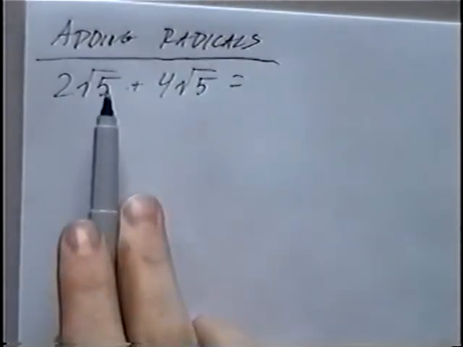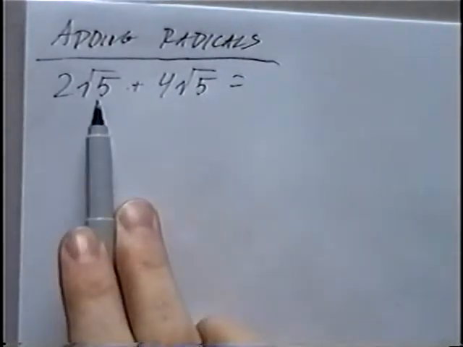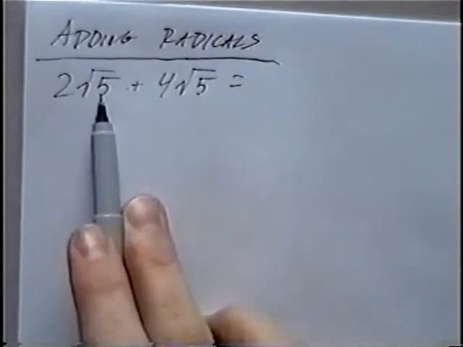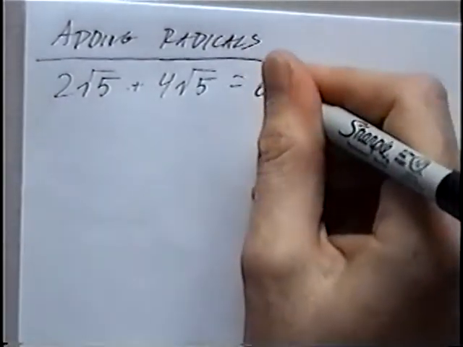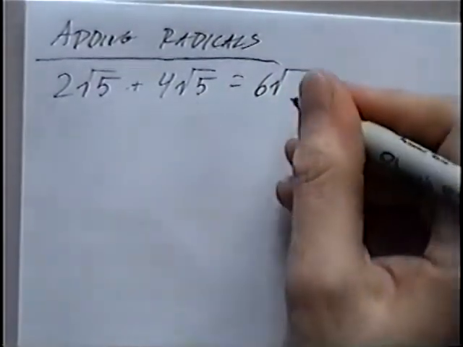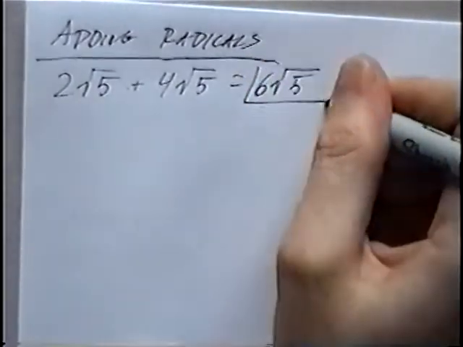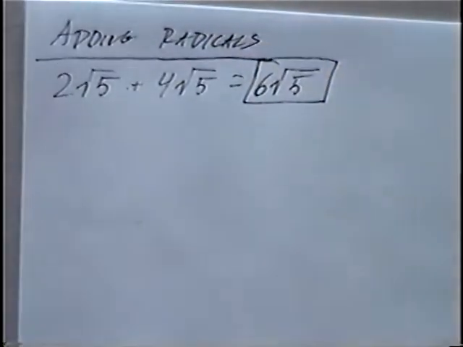When adding radicals, the radical number underneath the square root must be exactly the same. As long as they're the same, we can add the coefficients. 2 plus 4 would be 6, and the radical 5s would stay the same, so our answer would be 6 radical 5.